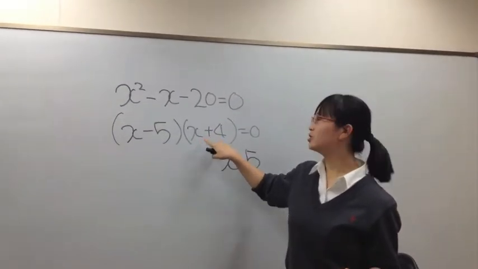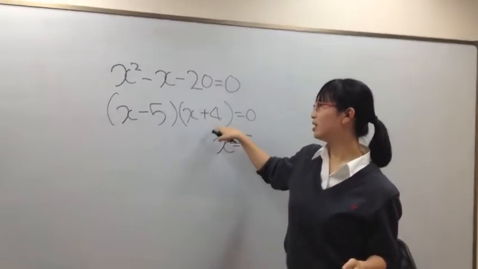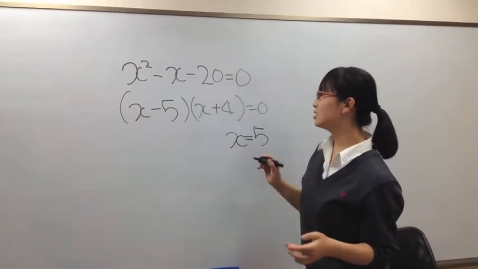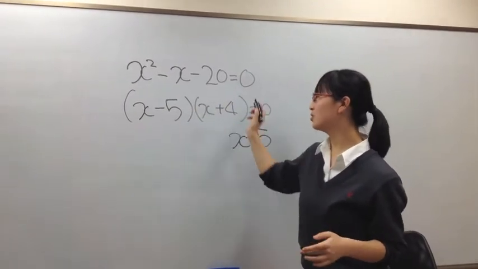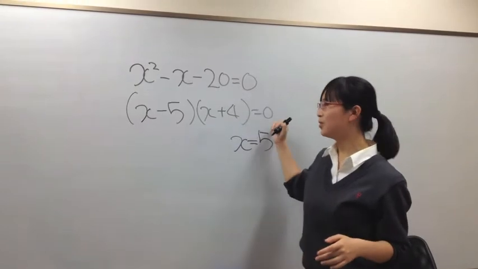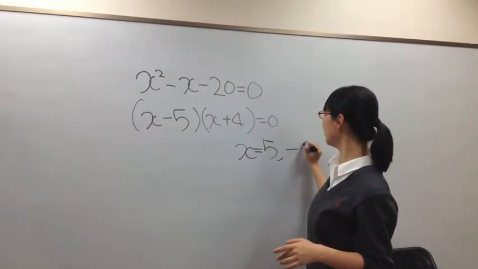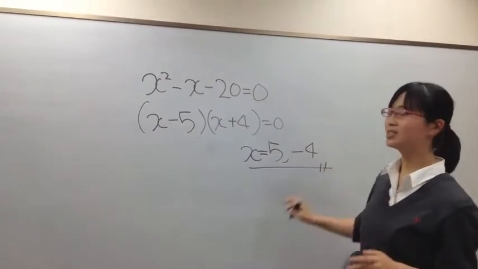And how about this bracket? When does this bracket equal 0? Since this is plus 4, this whole equation can be 0 only when x is minus 4. So, it's going to be something like this.